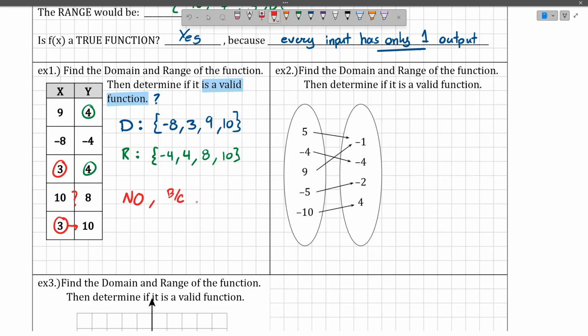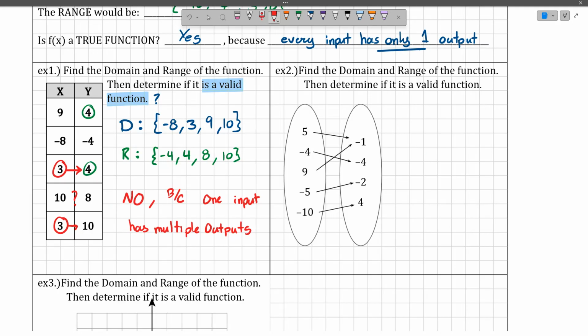Let's just say no because one input has multiple outputs. It doesn't really matter about the outputs having multiple inputs. It's one input has multiple outputs. It really just boils down to this input-output relationship. This 3 is a 4, but this 3 is also a 10. That can't happen. That's a no.